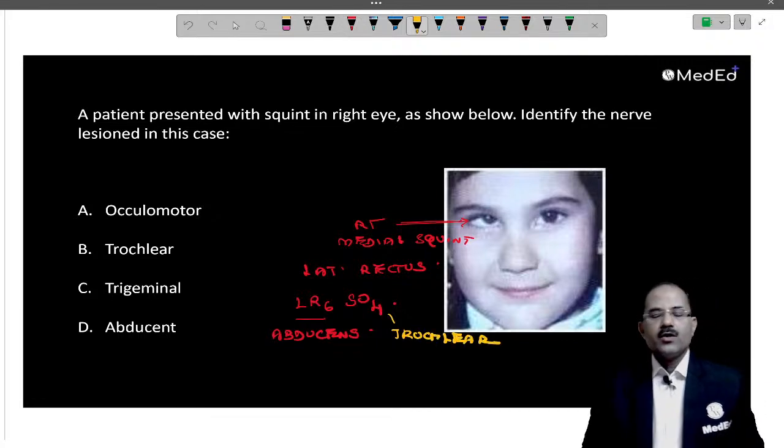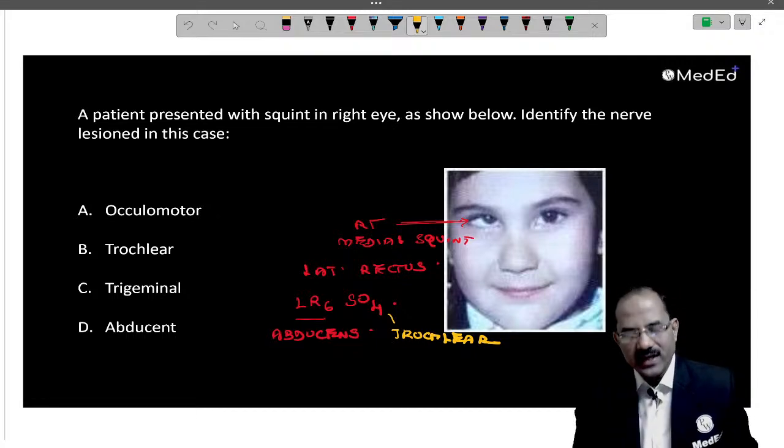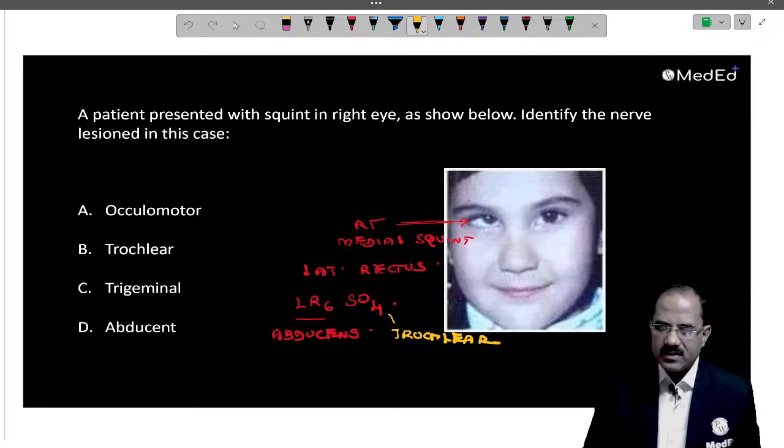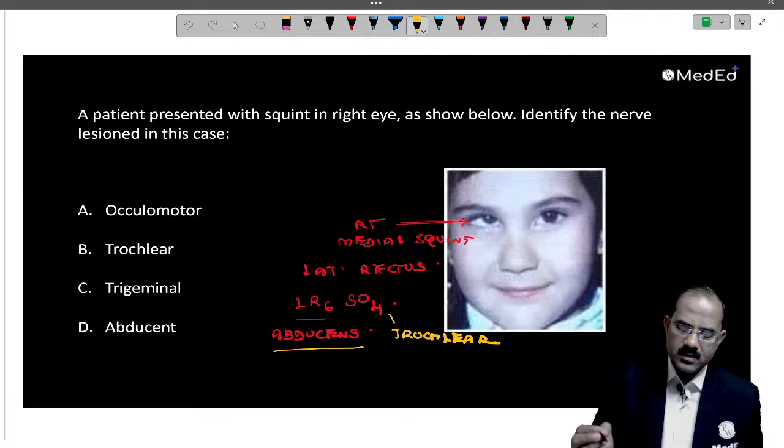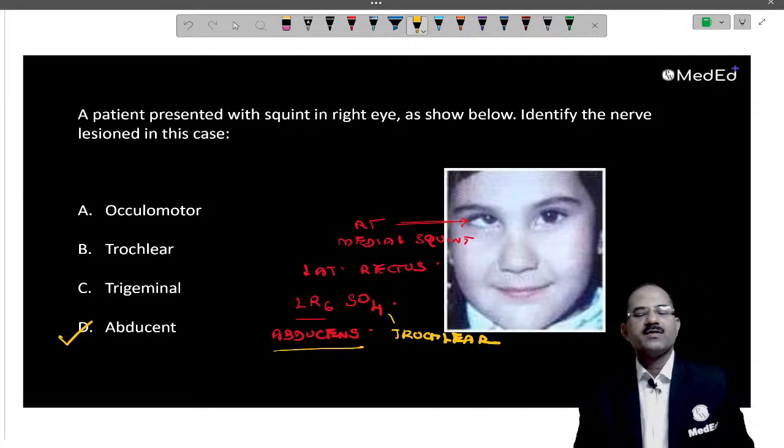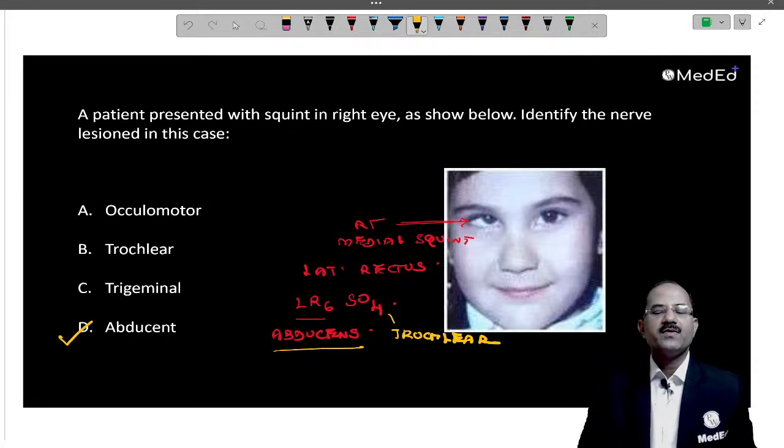Trochlear nerve. So which muscle is paralyzed? The lateral rectus muscle is paralyzed, and this lateral rectus is supplied by which nerve? The answer is abducens nerve. Abducens. So the answer for this MCQ is going to be abducens nerve.